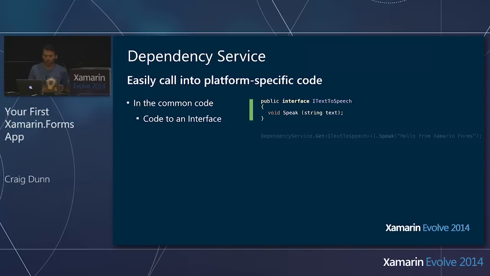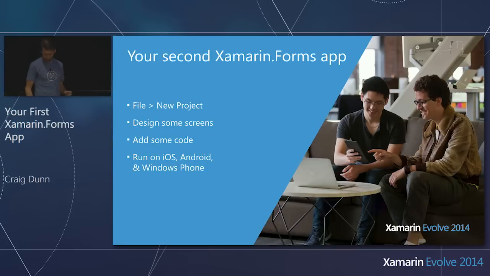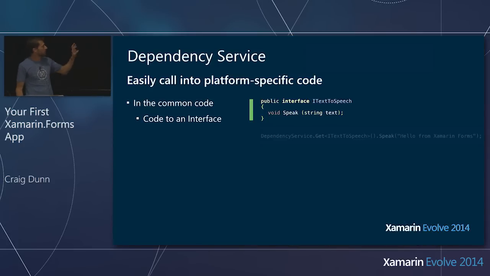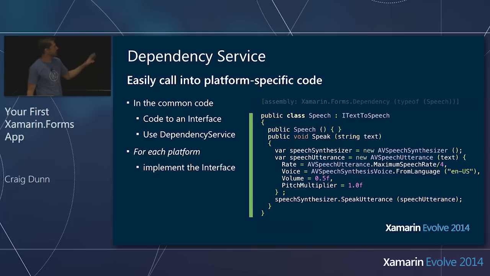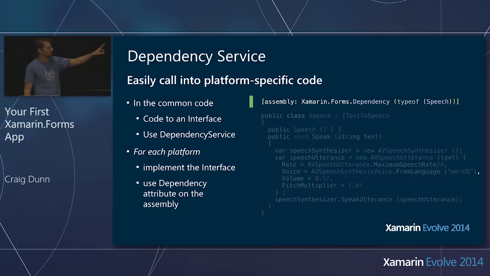So this is the dependency service we looked at, and I just did a breakout of the code to make it clearer. Create an interface in the common code, and then code against it. And then in the platform-specific code, write an implementation. It can be as complex or as simple as a 1-line file system return, or multiple lines of setup or configuration and access to native APIs. And then use the dependency attribute on the assembly to raise your hand and say to the code, this is where to find the implementer of this.